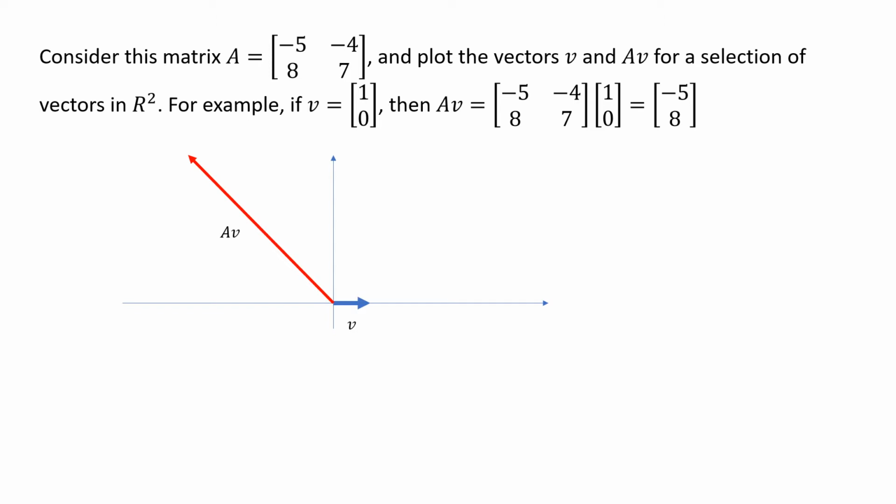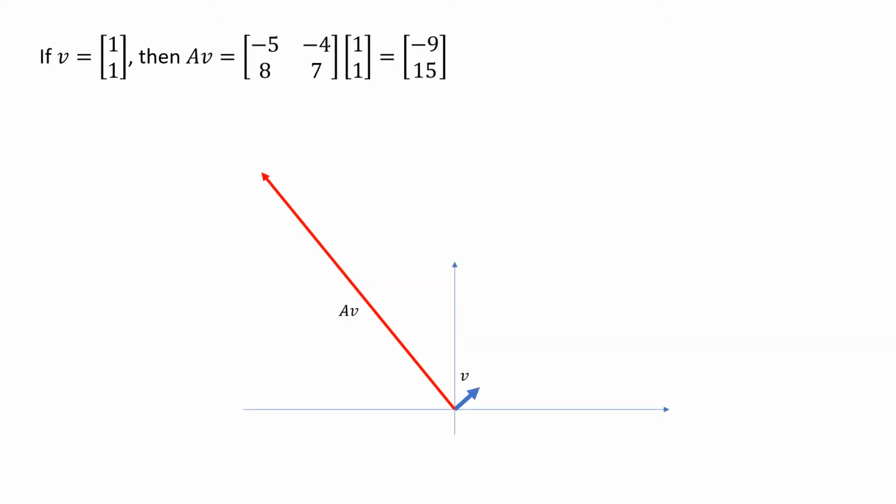So if we have this matrix, we can plot the vectors v and Av for any vector. In other words, if our vector v is (1, 0), we can plot (1, 0). Multiply it out, so Av becomes (-5, 8). Then we can plot out the vector (-5, 8). And you can do that for any vector.